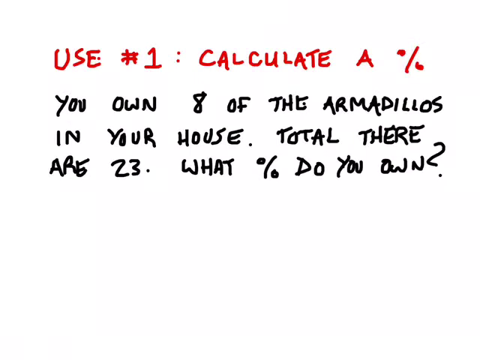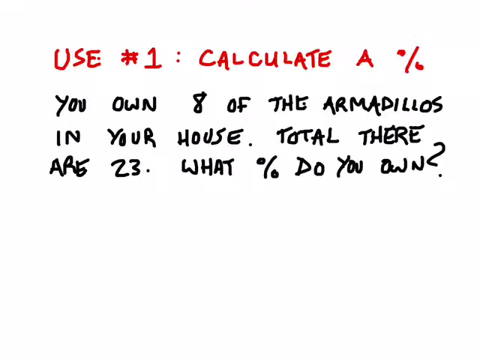You own 8 of the armadillos in your house. Total there are 23. What percent do you own? Hopefully this is looking pretty familiar at this point. Basic idea is we know that you own a fraction of the armadillos, and we want to know what percent that is. We've used this proportion formula for this before.